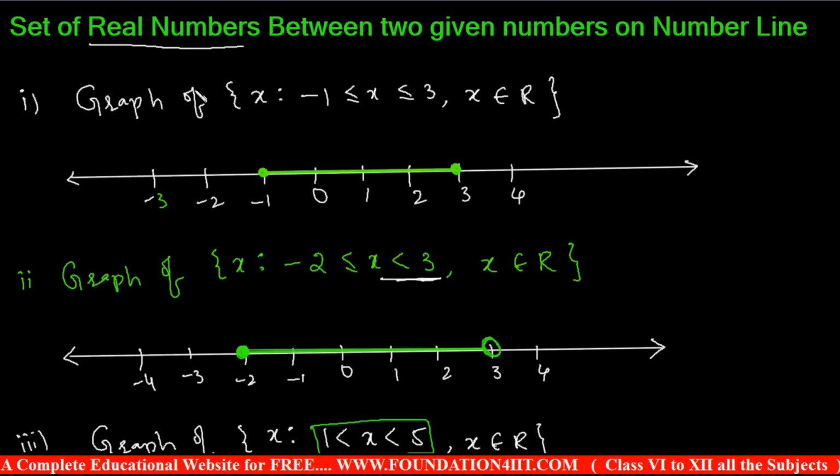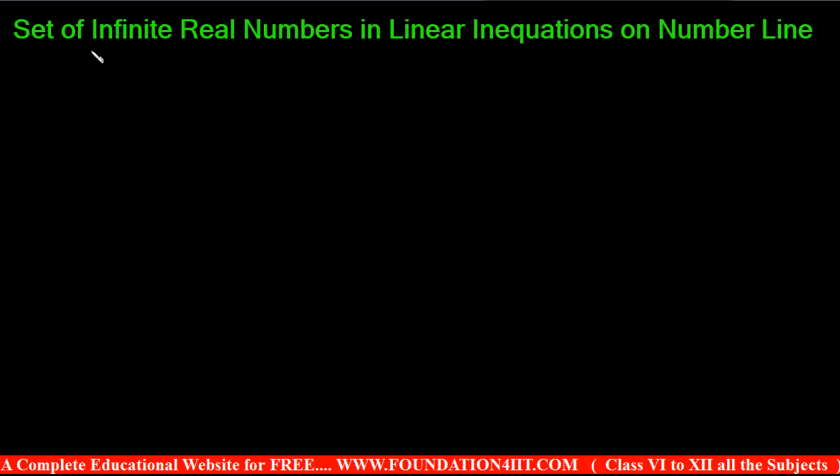These are the sets of real numbers between two given numbers on the number line. Next we will see some more conditions based on the real line. If it is finite, there is a limit between the numbers, like -1 to 3 or -2 to 3. Now let us see the infinite case on the number line for real numbers, the set of infinite real numbers, and how to represent it on the number line from this linear inequations topic.